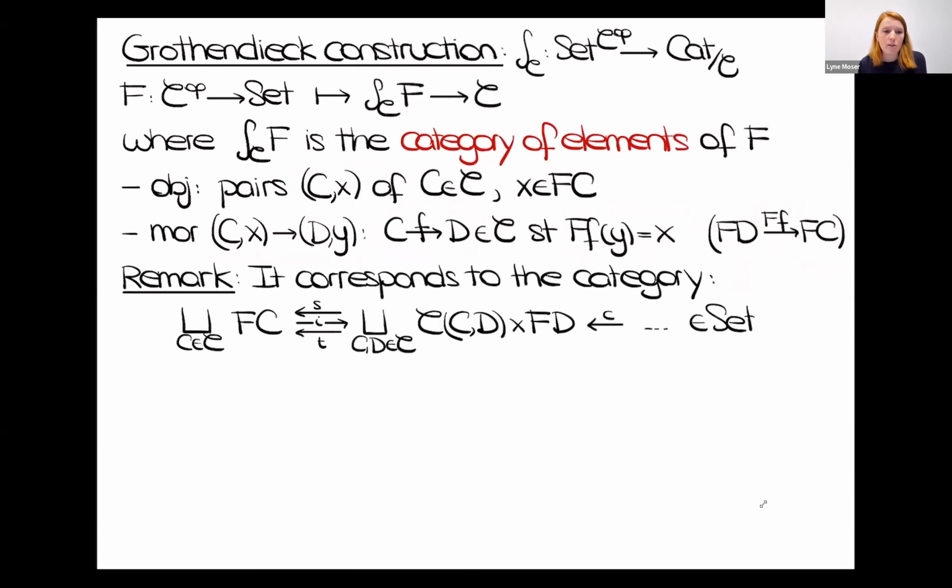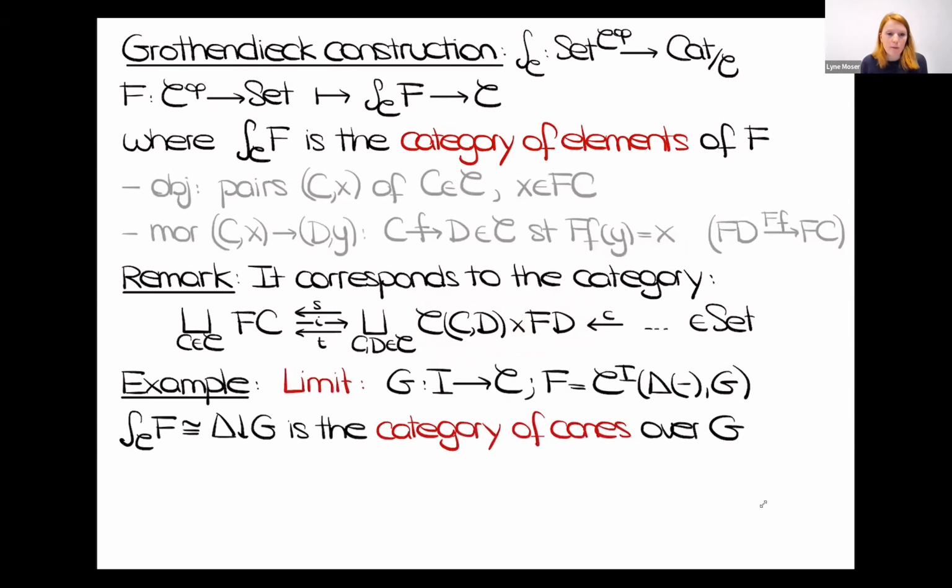And so another way to think of this Grothendieck construction is as follows. I can look at it as a category object in sets, whose objects are the coproduct of all these FCs, and then its morphisms are coproducts of the morphisms from C to D in C times FD, because here we see that X is completely determined by F and Y. So this is enough to describe the morphisms of this category.